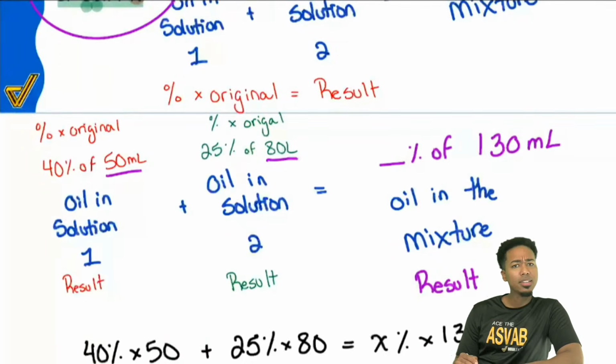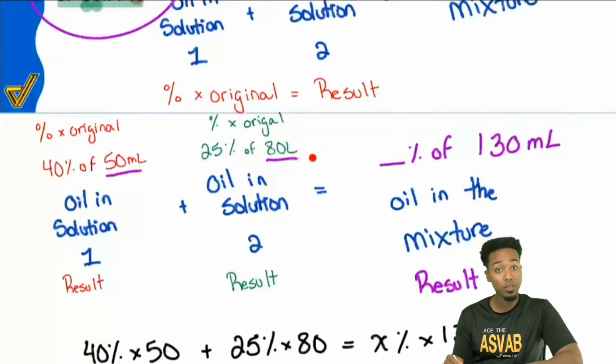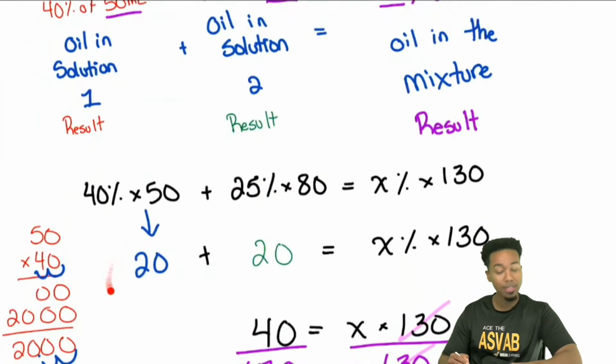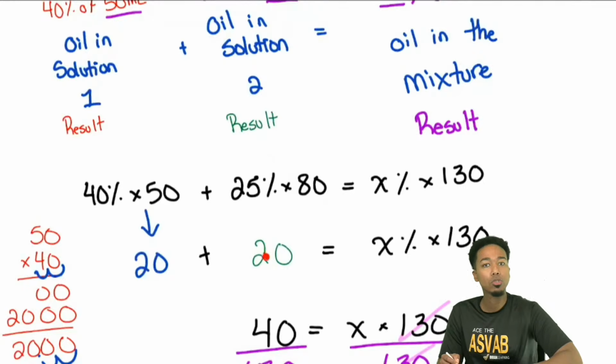We said, in solution 1, 40% of the total, that was oil. In solution 2, 25% of the total, which was 80, that was oil. So we can find out the oil in 1. We did the math. That's 20. For the second one, did the math. It just so happened to be 20 as well. And that's going to represent the percent times the original of the whole thing.